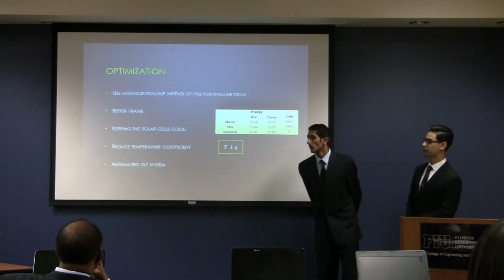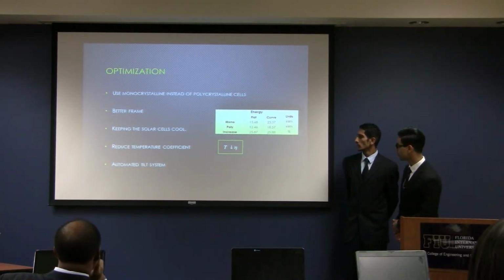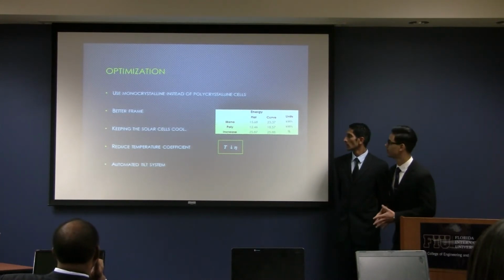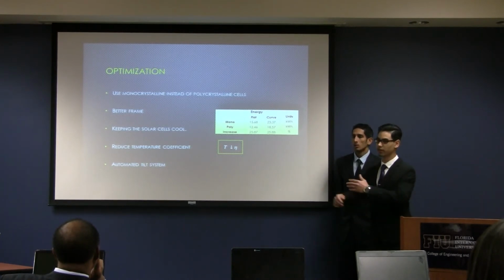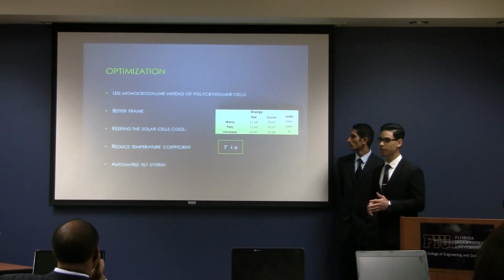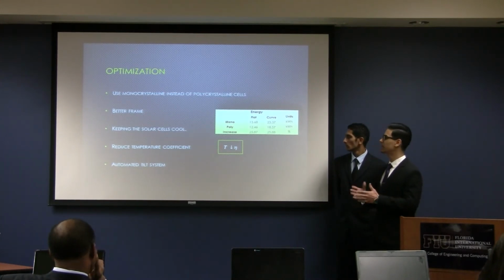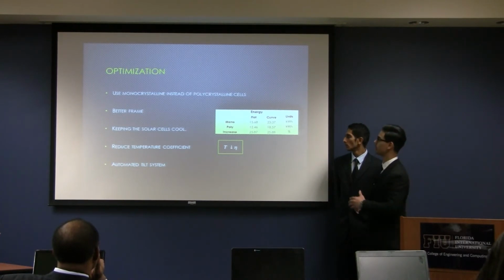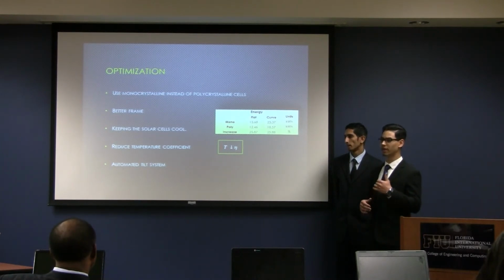Now, as with any design, there's always room for improvement. And we came up with a few points that are basically recommendations on how to optimize our solar panel. Well, first of all, for our panel we used polycrystalline cells, which have a relatively good efficiency of approximately 14%. We can easily substitute these out for a better solar cell, which is made of monocrystalline silicon. These usually have a much higher efficiency than polycrystalline, but are also much more expensive.